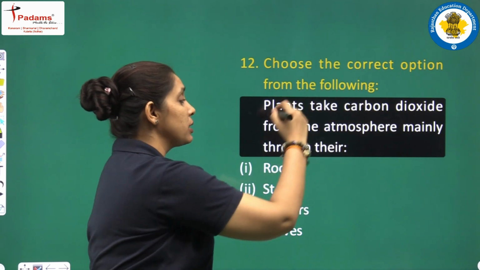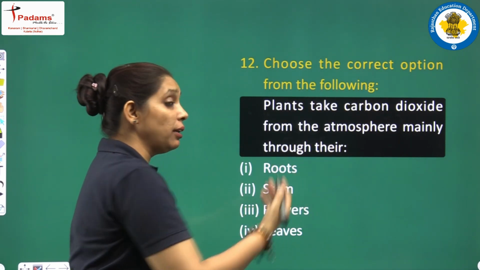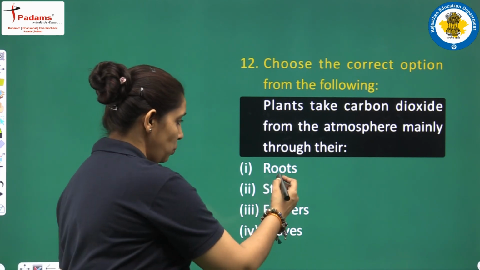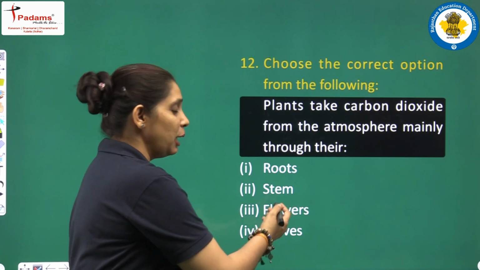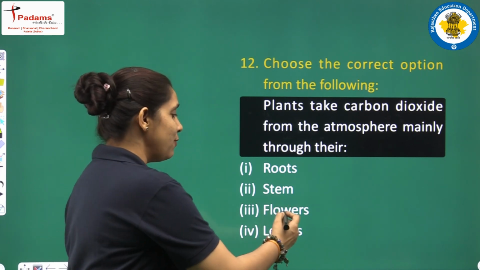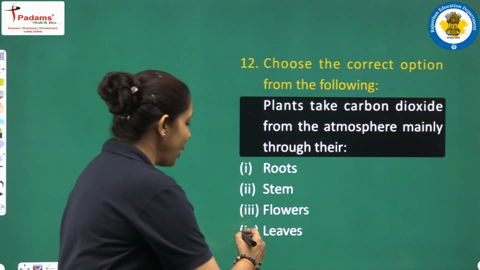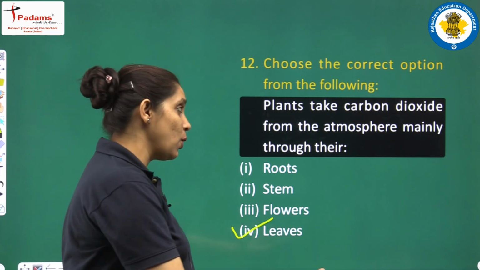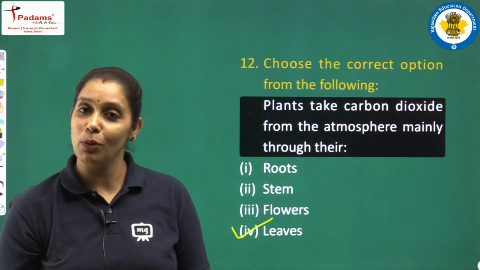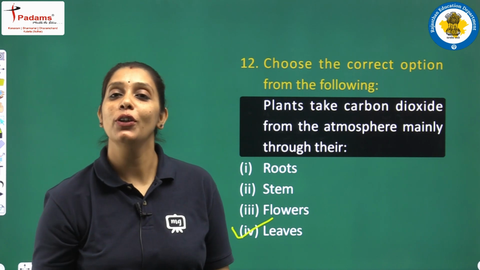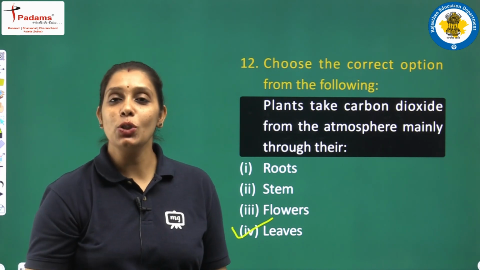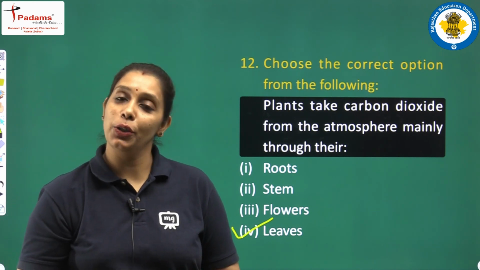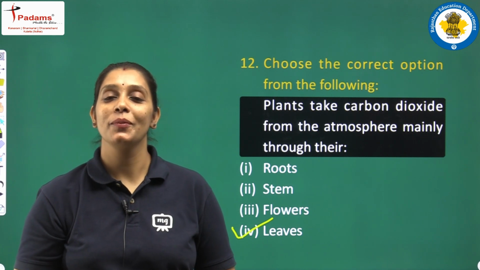Plants take carbon dioxide from the atmosphere mainly through their. Now they are asking for the particular plant part. By roots? No. By stem? No. By flowers? No. By leaves? Yes. By leaves, plants absorb carbon dioxide from the atmosphere and it helps in the process of photosynthesis. In this way, the segment is complete here. You have to write down all the questions in your copy and learn them. Thank you.